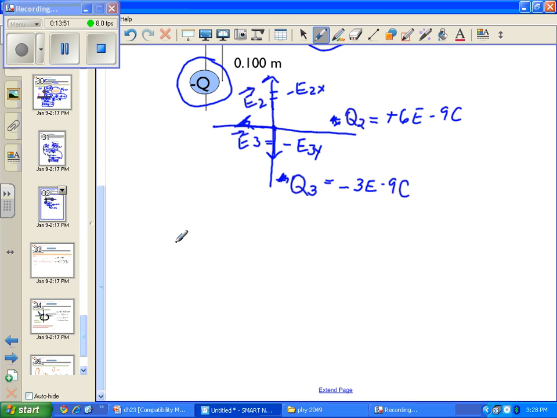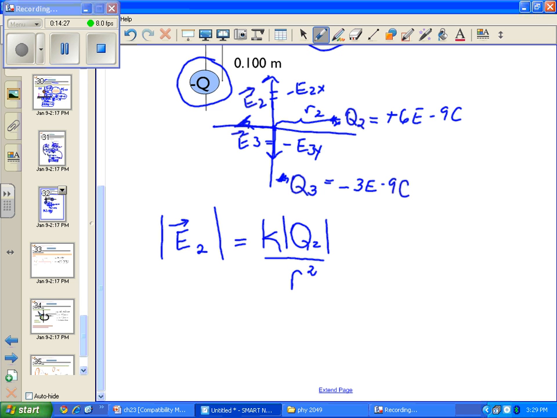E3 points downward, so it too is negative, but it only has a component in the y direction. Just like we did with Coulomb's law in part 1, we are now going to first obtain the magnitudes of these vectors. E2 is given by K times the magnitude of Q2, now this is very important, and Q2 is positive so it doesn't matter there, but it will when it's Q3, divided by the distance of separation R2, squared.